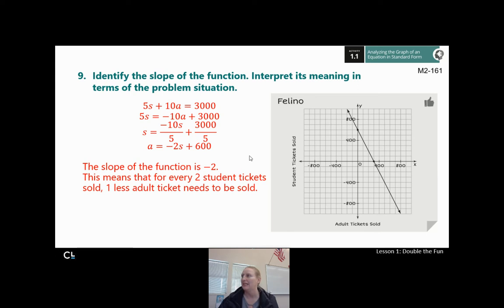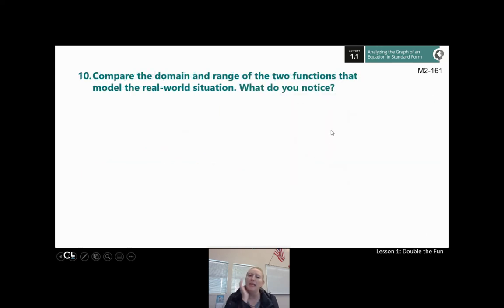Excellent. So I'd like you to do some comparisons here. We did the domain and range of the real world situation originally, and then we did it again with Foligno's situation where he'd swapped his independent and dependent variables. Can you take a look at those and compare them and tell me what you notice? Go ahead and hit pause, write it down, hit play when you're ready to check your work.